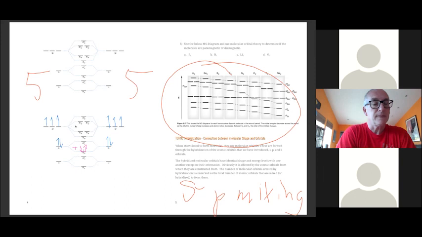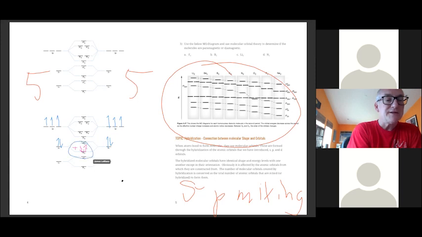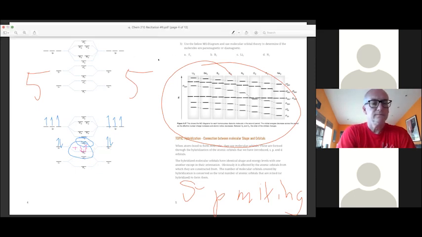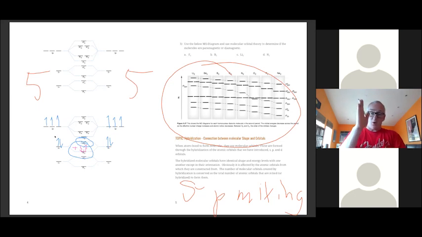Right here. Nope. So the first 2 go in here, the second 2 go in here, in the sigma star. So remember, you just go up the table. You start at the lowest point, and then you just go up. So the next 2 go in sigma star.